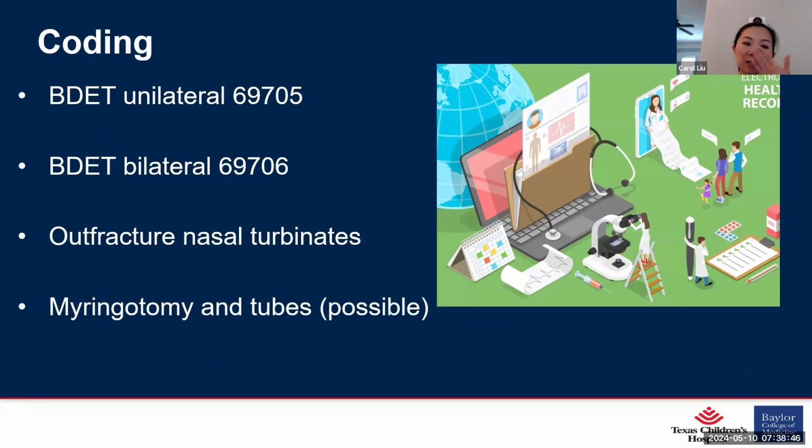So finally, with the coding, the newest code for balloon dilation of Eustachian tube for unilateral is 69705. For bilateral is 69706. The rigid nasal endoscopy code is already embedded in this code, so you do not code a separate nasal endoscopy. You can code for any type of turbinate reduction procedure if you combine them. And we always code for myringotomy with or without tube if necessary.